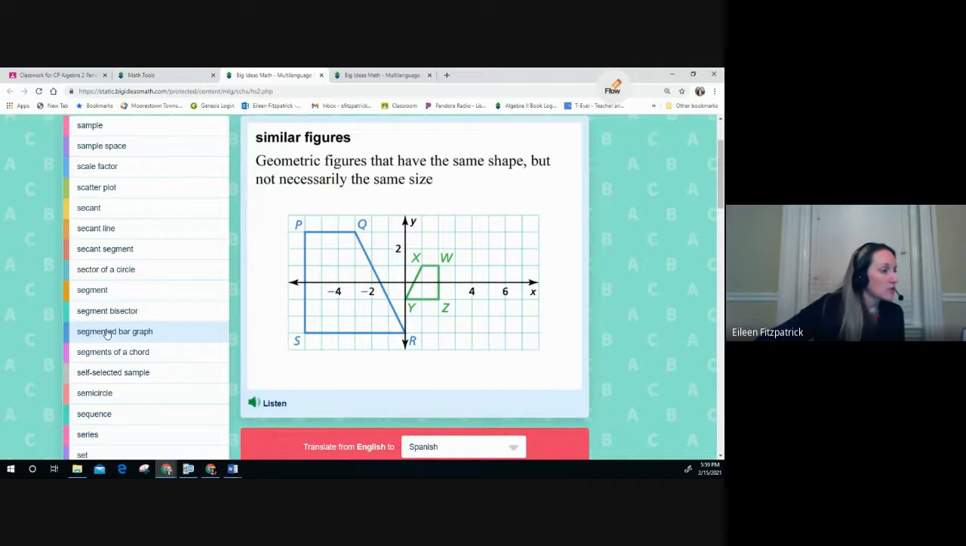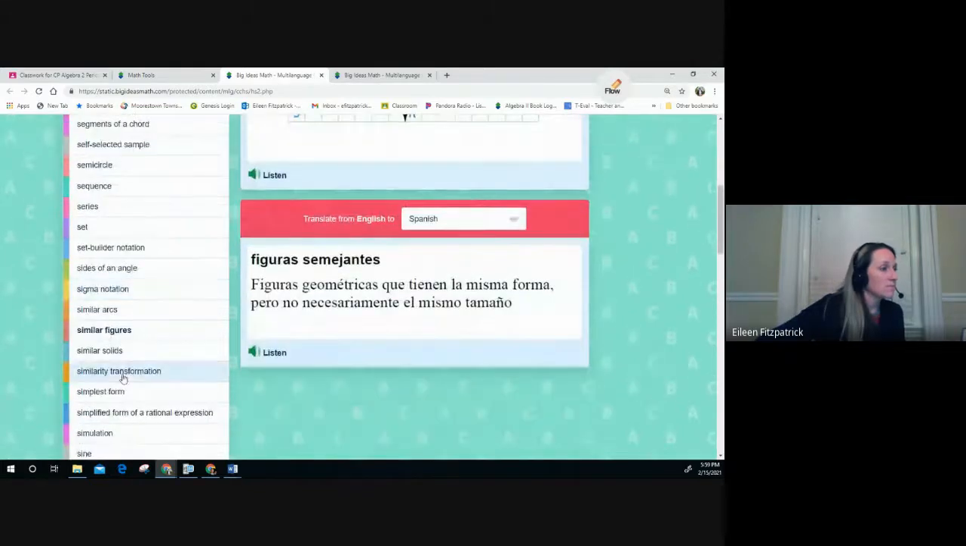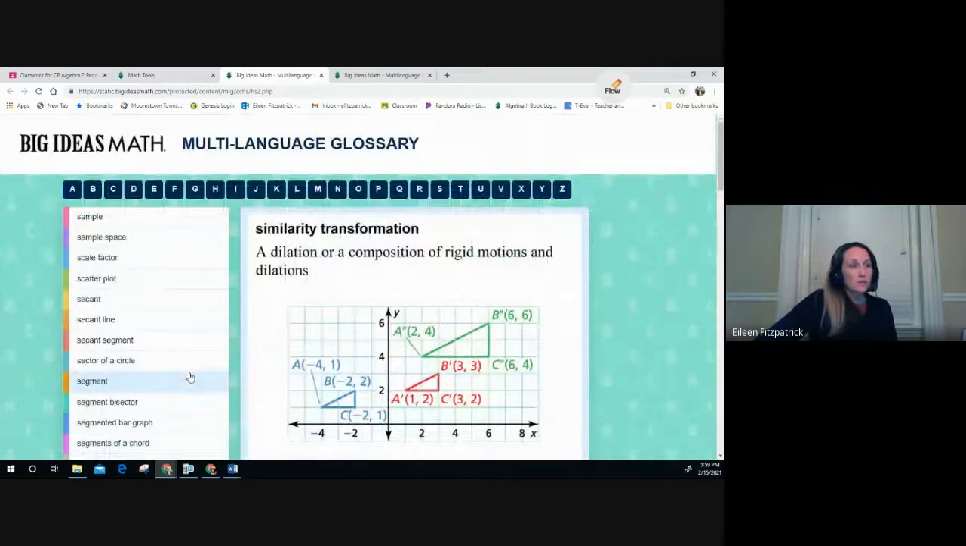Next is similarity transformation. So a similarity transformation is a dilation or a composition of rigid motions and a dilation. Okay, so if you remember back to our chapter on transformations, we talked about translations, your slides, rotations, your turns, reflections, your flips, right? And then we did dilations. And your dilations were the only ones that changed the size of the shape, right? It either expanded the shape and made the shape bigger and further away from the center of dilation, or compressed the shape, made the shape smaller and made it move closer to the center of dilation.